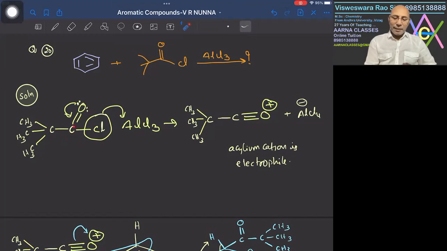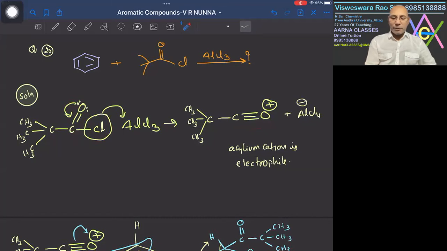But this carbocation is stable. Acyl carbocation is stable because of the adjacent oxygen group. Oxygen group is a positive mesomeric effect group, plus M group, which means it can donate a lone pair. After departure of Cl minus, you are getting the positive charge. The positive charge is compensated by oxygen by donating a lone pair. So I have written like this.